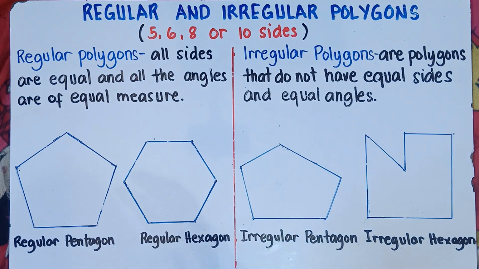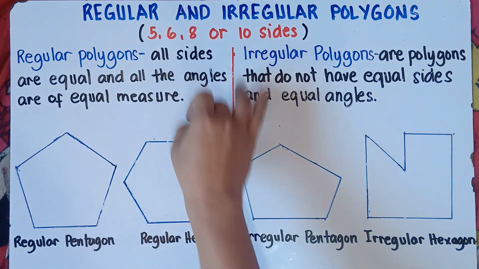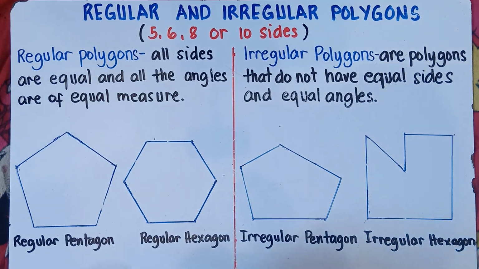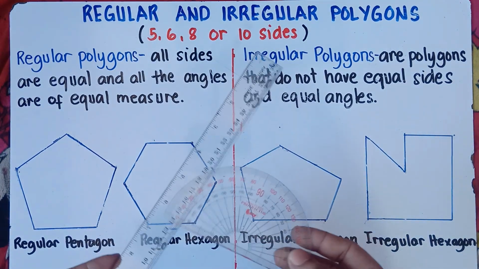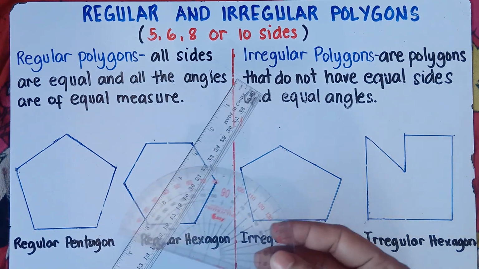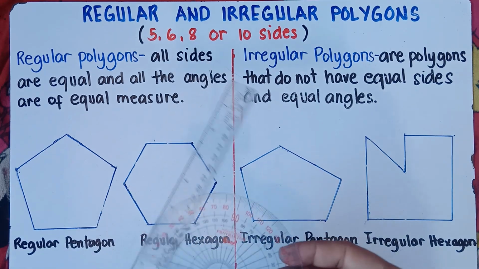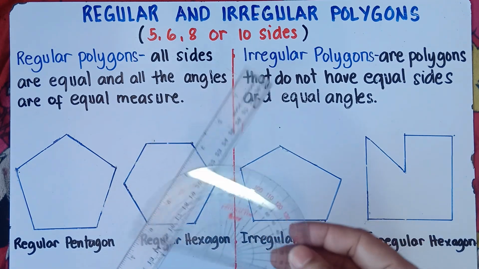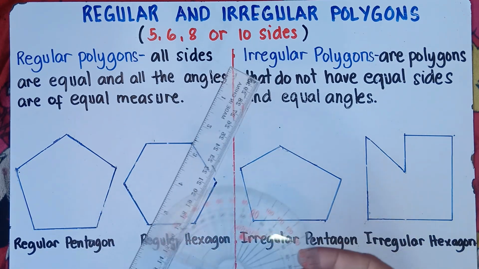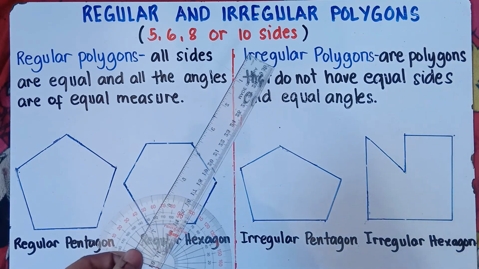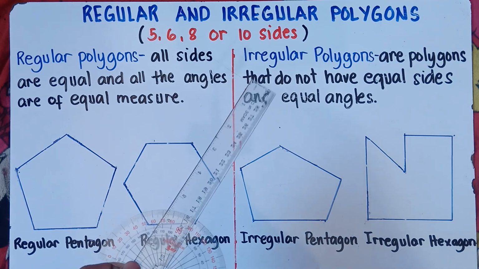Once again, if they have equal sides and equal angles, we call these regular polygons. I actually drew these using the protractor and the ruler so that they will have the same sides as well as the same angles. The next part of our video is how to draw regular polygons using the protractor and the ruler, and we will explain that step by step. So feel free to see that video. I will put the link in the description down below.